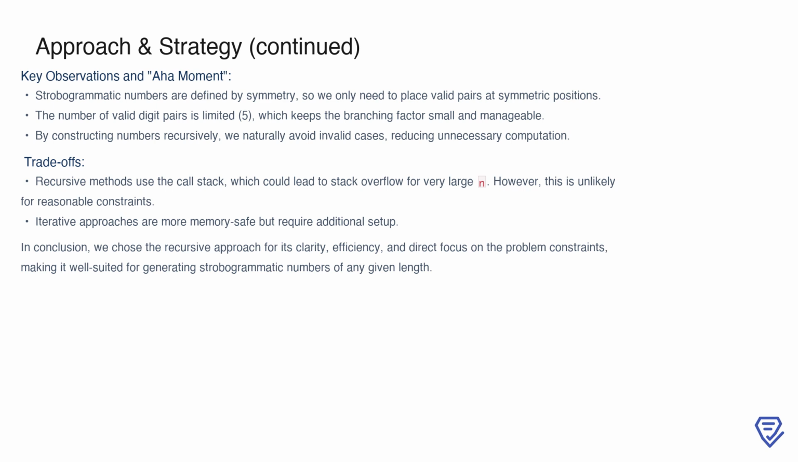On the other hand, iterative methods are more memory safe, as they avoid recursion, but they require additional setup and result in more complex code. In conclusion, the recursive approach strikes the best balance for this problem. It is clear, efficient, and directly tailored to the constraints of constructing strobogrammatic numbers. This makes it the most suitable strategy for generating strobogrammatic numbers of any given length.